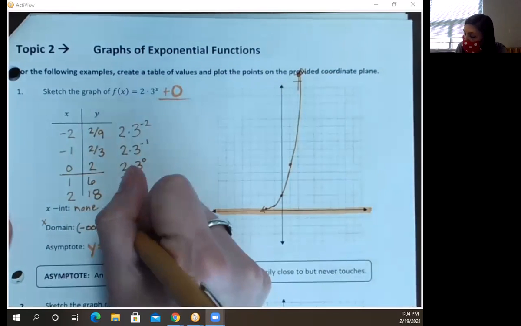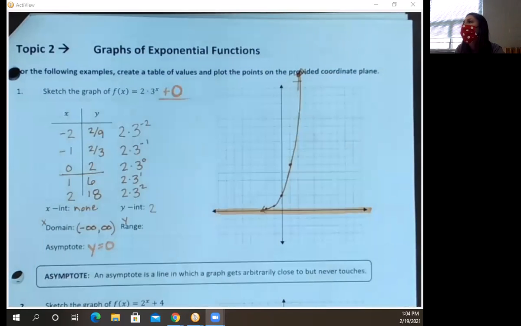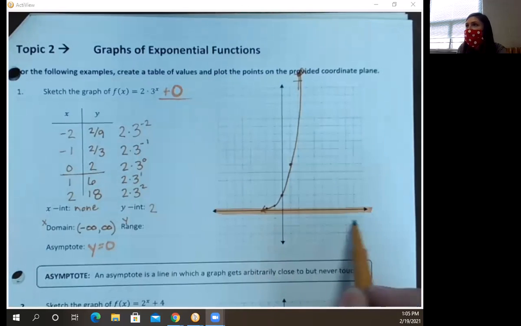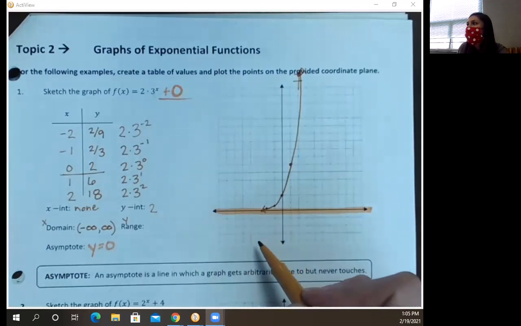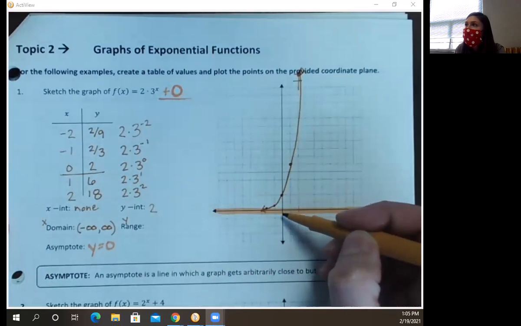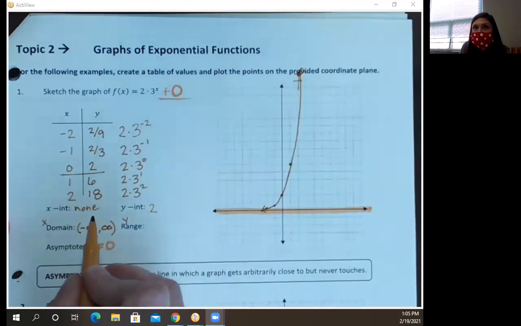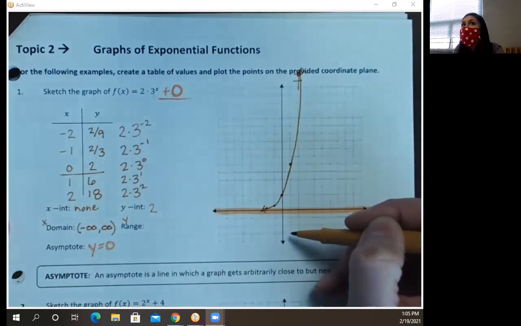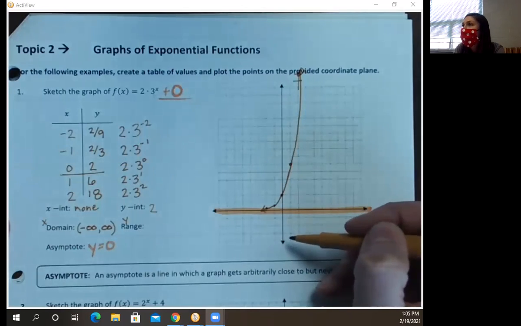Our range are the y values, the output values. What can I get out of this function? So I can plug in anything I want, but I'm going to have some limitations on what I can get out. I'm going to be limited by my asymptote. Remember, this is like our force field that we can't touch or cross. Because I can't touch or cross this, that means I'll never have a y value of 0, which is why we'll never have x-intercepts, and I'll never have y values that are negative. So our range is impacted by that asymptote.